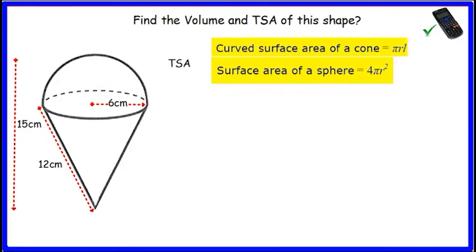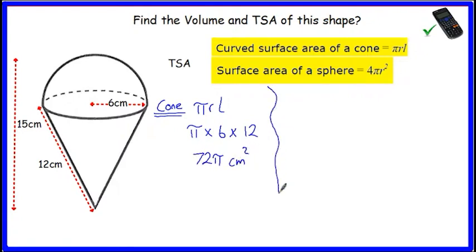Let's look at the surface area, the total surface area of that shape. If I do the separate bits of the cone first, the curved surface of the cone is pi r l, which is pi times radius times L, which in this question is 12, which is going to be 72 pi centimeters squared. We're talking area.